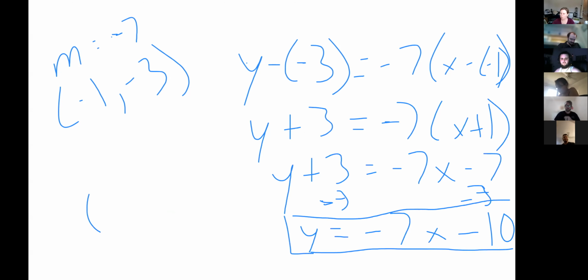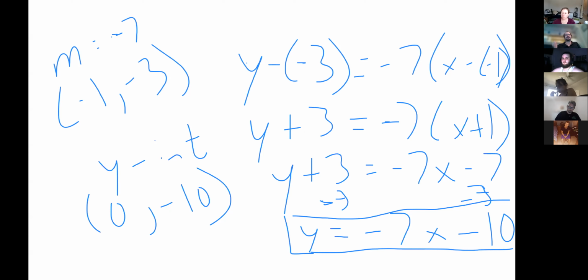Yes, directly. We just need to plug them into the equation to find b. So if they ask us for the y-intercept from this equation, we should be able to pick it out of there. You should be able to go both ways. Given a slope and an intercept, you should be able to give me an equation. And vice versa, if I give you this equation, you should be able to tell me that the slope is minus 7 and the intercept is minus 10. Questions? Should we go on to the next one, which is 181?